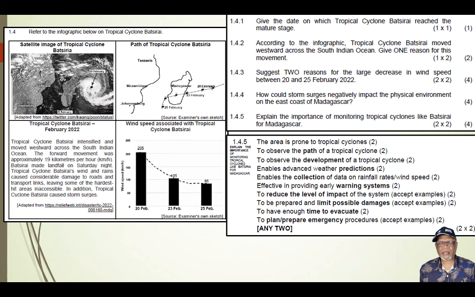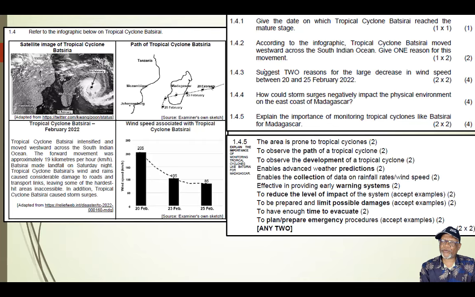Okay, let's look at a few activities on tropical cyclones. Here is the first question. Give the date on which tropical cyclone Batsirai reached the mature stage. When you answer these kinds of questions, you simply use the diagram in front of you and interpret it. They say, according to the infographic, tropical cyclone Batsirai moved westwards across the South Indian Ocean. Give one reason for this movement.